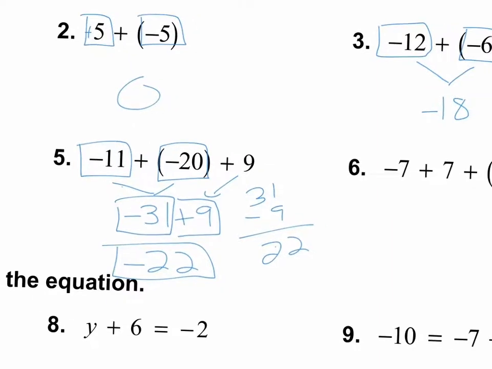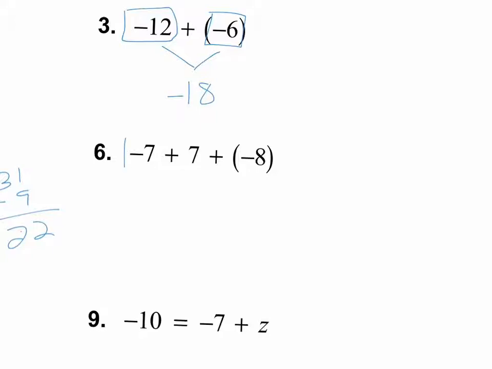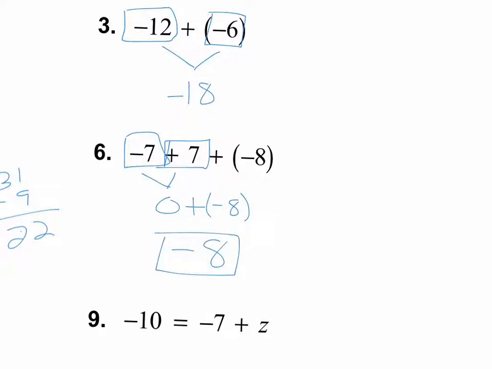Alright, then going on, -7 and positive 7, opposite signs, you subtract. So 7 minus 7 is just 0. 0, as I said earlier, is not negative or positive. We drop this down. 0 plus anything is just that thing. So -8. That's an additive identity.